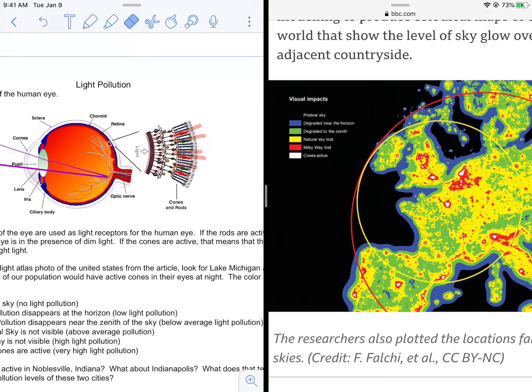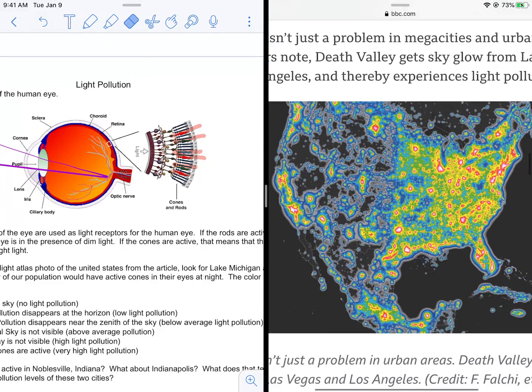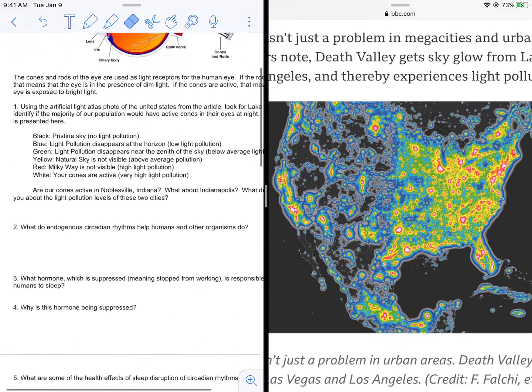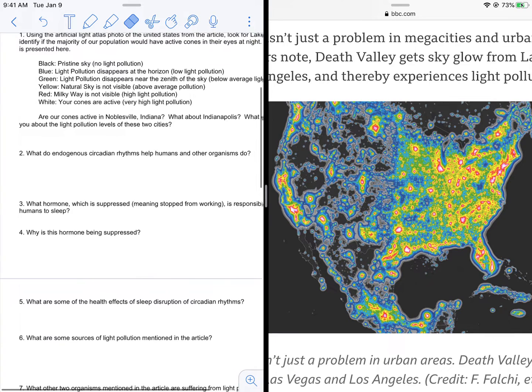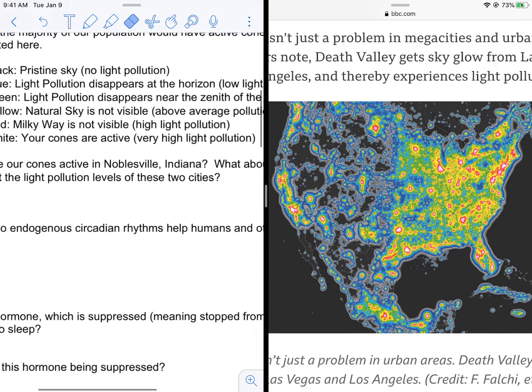So here's what we do. We read this article, and I want to refer to the map of the United States now before I leave you. So this article is going to tell you some information that the questions in the notability note on the left will address. And in one of these, it involves you trying to find Noblesville, Indiana, okay? Right here. Are our cones active, meaning is it bright around Noblesville, Indiana?